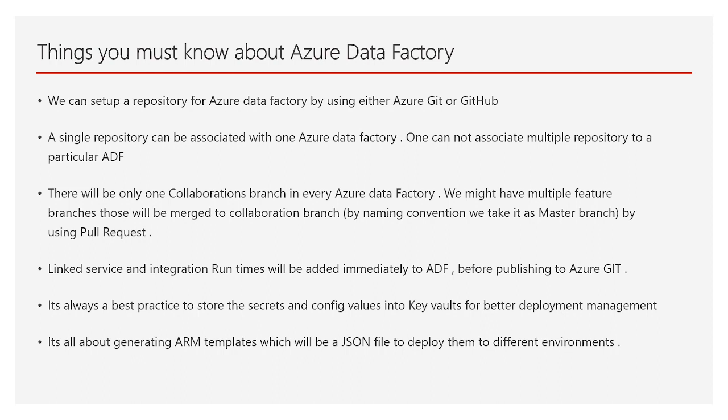Suppose I am generating something in my dev environment. Now, when I am passing those things to my SIT environment, the SIT environment's configuration value might have changed, right? So at that time, that configuration value has to be pointed to and fetched from the SIT level key vault. Okay, I will show all these things to you, and it's all about generating ARM templates.